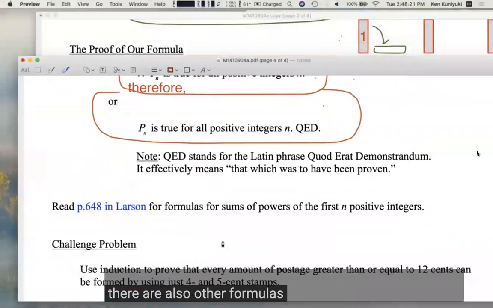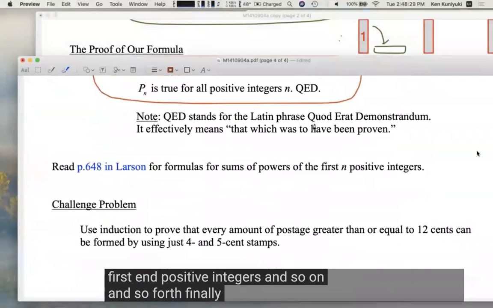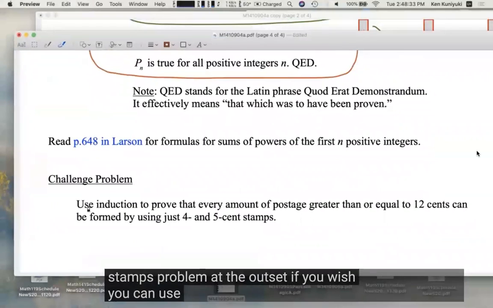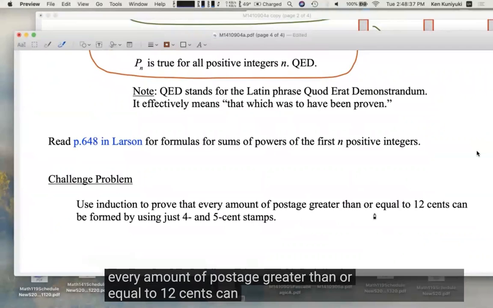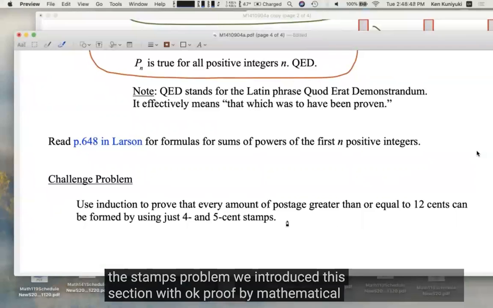There are also other formulas for sums of powers, the sums of the squares of the first n positive integers, and so on and so forth. Finally, if you like the stamps problem at the outset, if you wish, you can use induction to prove that every amount of postage greater than or equal to 12 cents can be formed by just using 4 and 5 cent stamps. Going back to the stamps problem we introduced this section with. Okay, proof by mathematical induction.